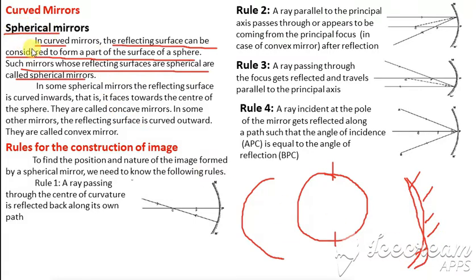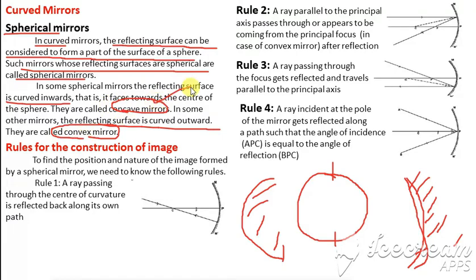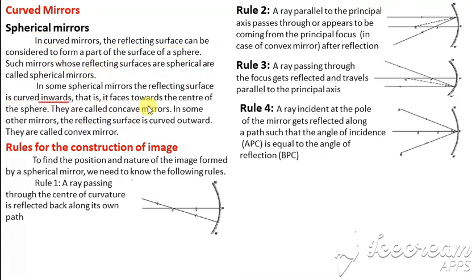In some spherical mirrors the reflecting surface is curved inward. So here the reflecting surface is curved inward, and here it is curved outward. Okay, so the one that is curved inward is called a concave mirror. Then the one that is curved outward is called a convex mirror. So we have two types of mirror here, concave and convex mirrors. If it is inward, it is a concave mirror; if it is outward, it is a convex mirror.